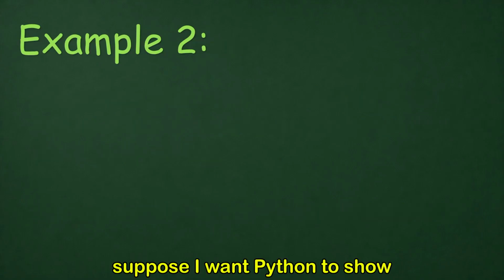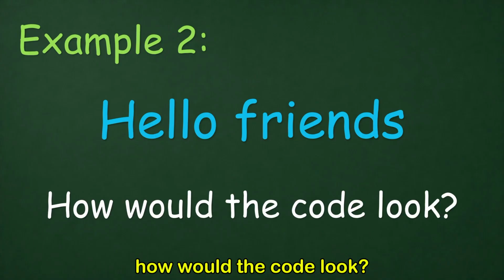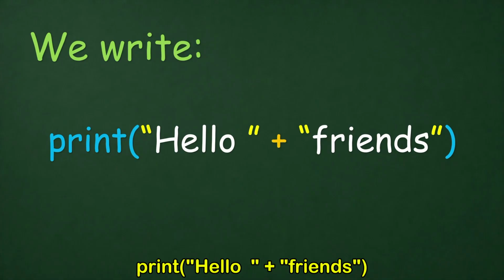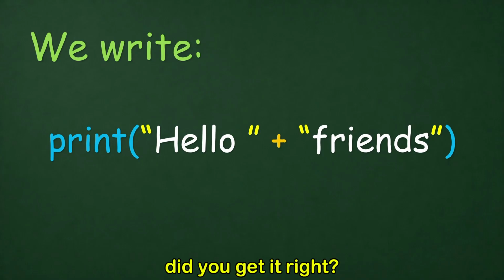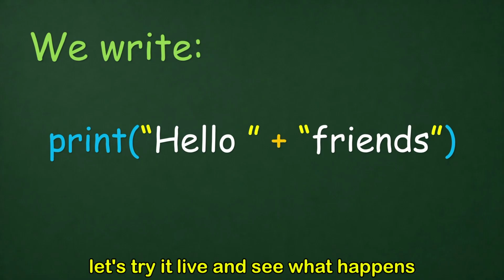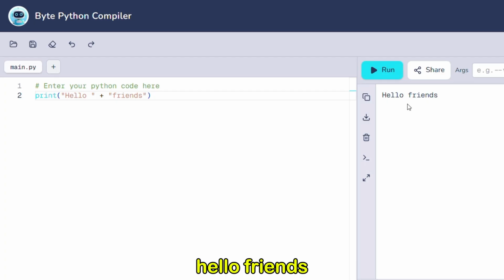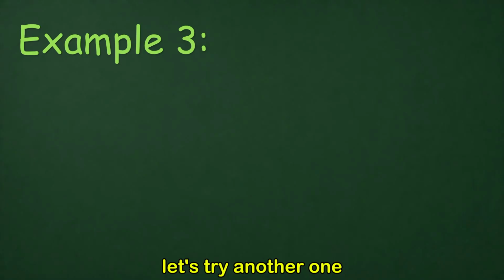Suppose I want Python to show, "Hello, friends." How would the code look? Take a moment to think about it and write it down. All right, let's check. We write print "hello " then plus "friends". Did you get it right? Good job. Let's try it live and see what happens. Now, let's hit run. And yes, we got hello, friends. Excellent work.